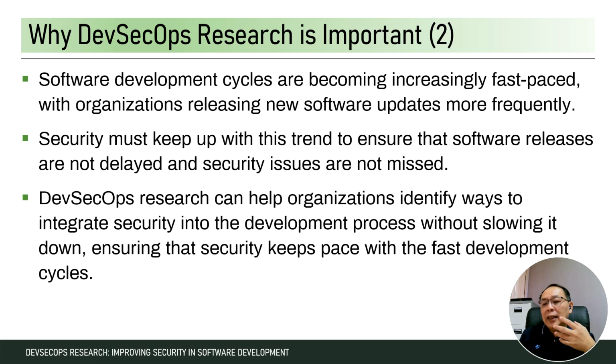And since software development cycles are very important and becoming increasingly fast paced, as you know, Agile and Scrum were actually created to address these issues. So as software development cycles are very fast, we need to make sure that security can keep up to date and keep the trend to ensure the software releases are not delayed and security issues are not missed.